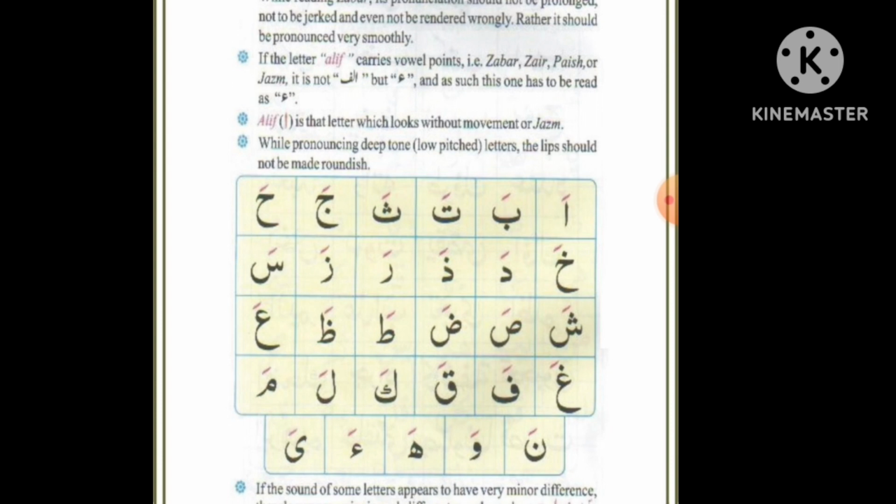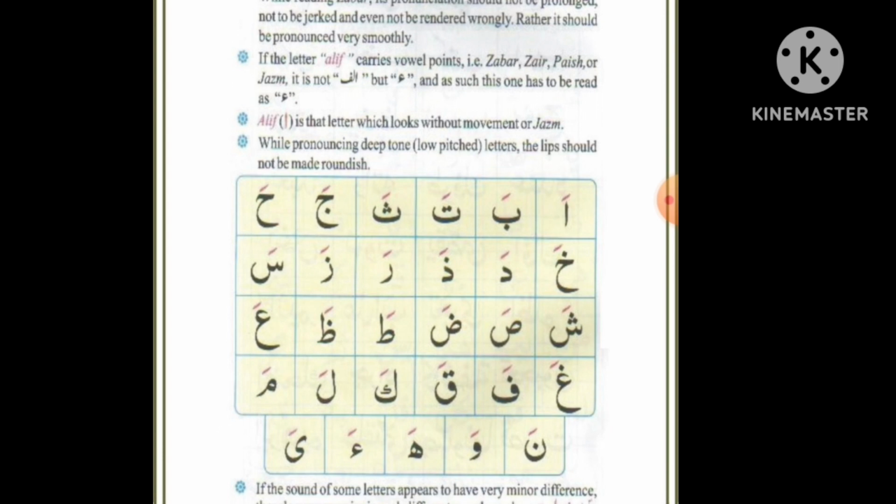Total there are 3 vowel sounds. The short vowel sounds are 3. One is the zabar, one is the zair, and the third one is the pesh. Okay, there are 3 vowel sounds. One is zabar, second is zair, and the third is pesh. Okay, now understand each in detail.